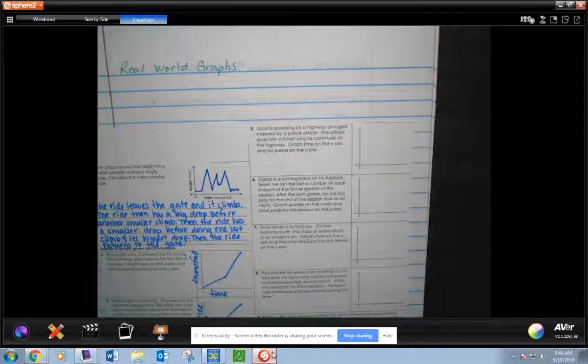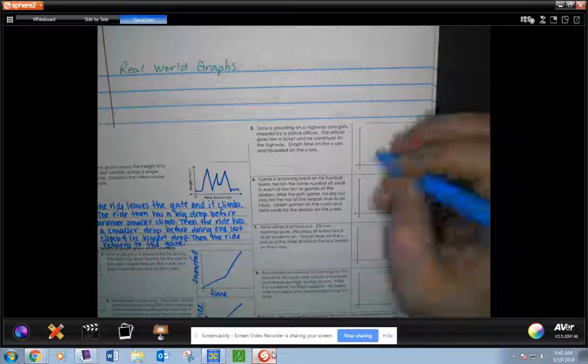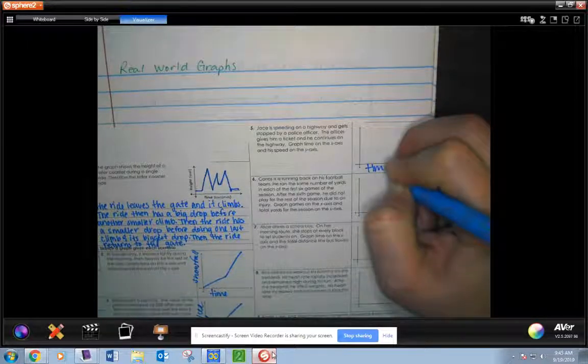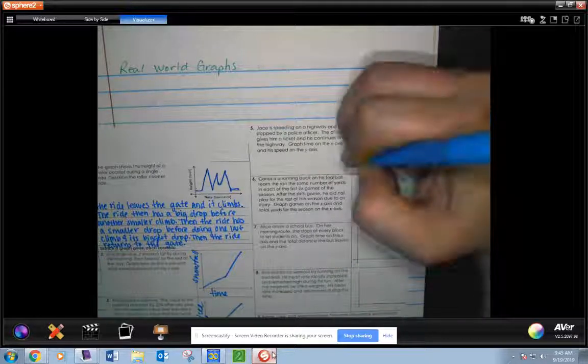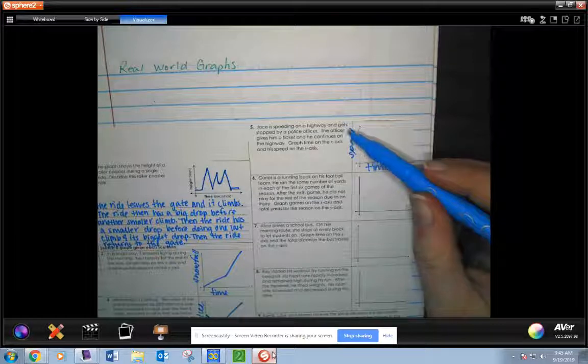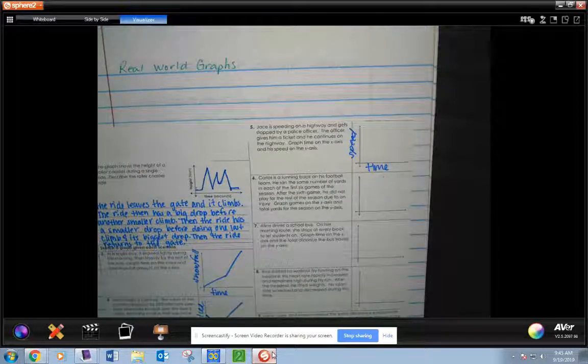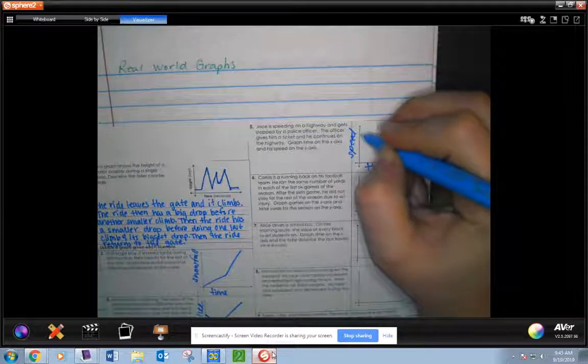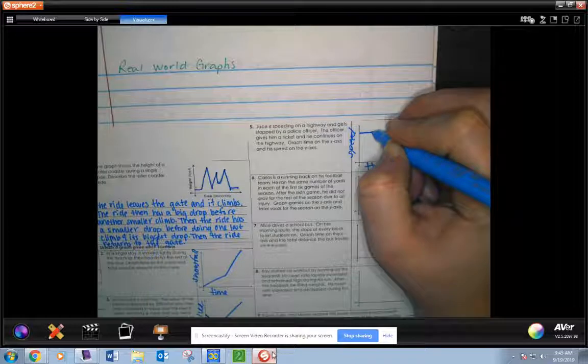Okay, number 5, Jace is speeding on the highway and gets stopped by a police officer. The officer gives him a ticket and he continues on the highway. Graph time on the x-axis and speed on the y. Okay, so at first he's speeding. So since he is speeding, we already have some momentum going, so we're not starting at 0. So we're going to have a high speed, and he's just going the same constant high speed.